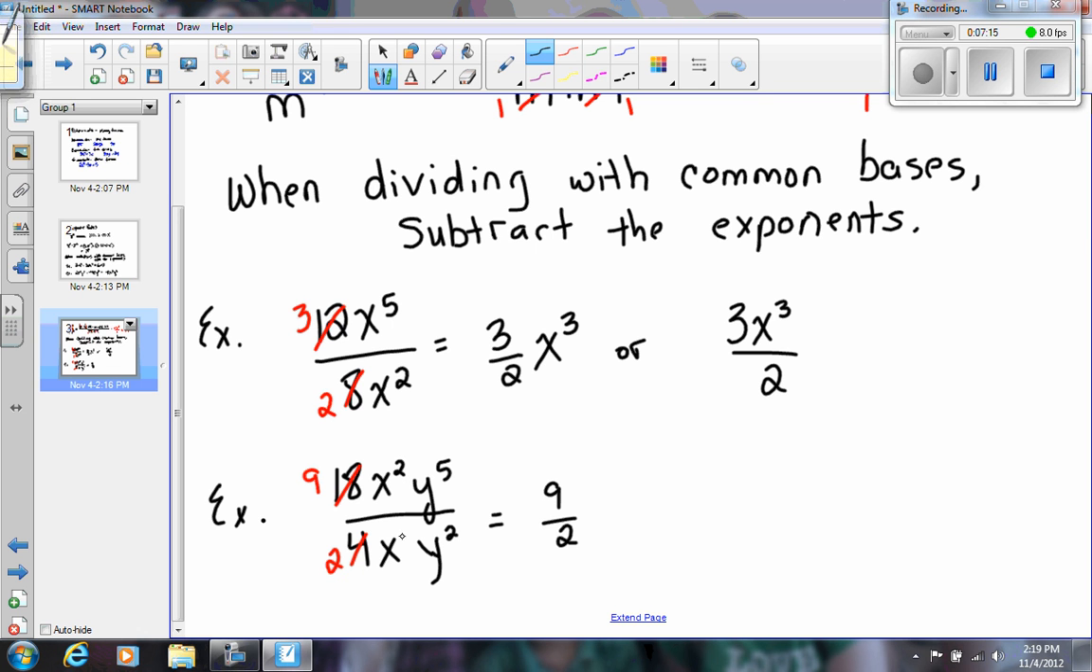I'm going to subtract. Remember, it's like there's a 1 there. So 2 minus 1 is 1, so I get x to the first. And when I subtract the exponents here, I get y cubed. So that's how you can use the rule when you're dividing with common bases.